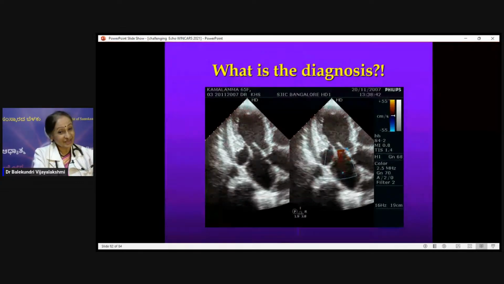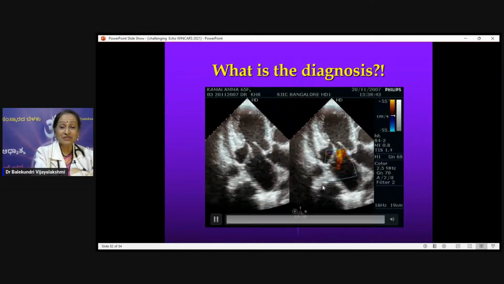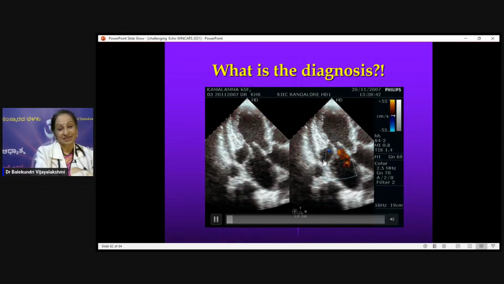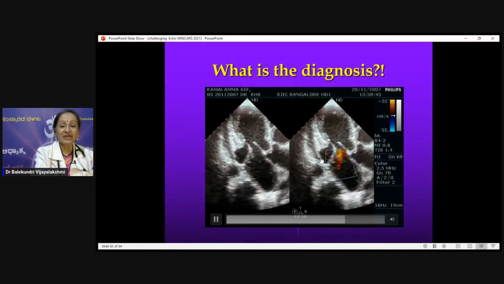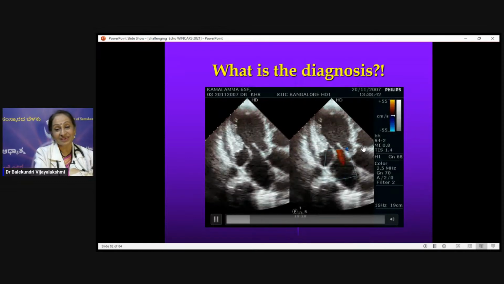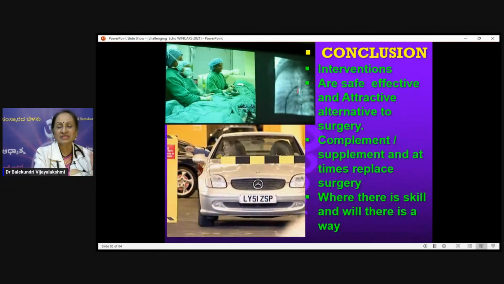So this appears very funny, as if there are three chambers. No, this is congenital heart disease where there is a submitral aneurysm, and this aneurysm was closed with a device, and that's how we can treat. Even the most complex can be treated.